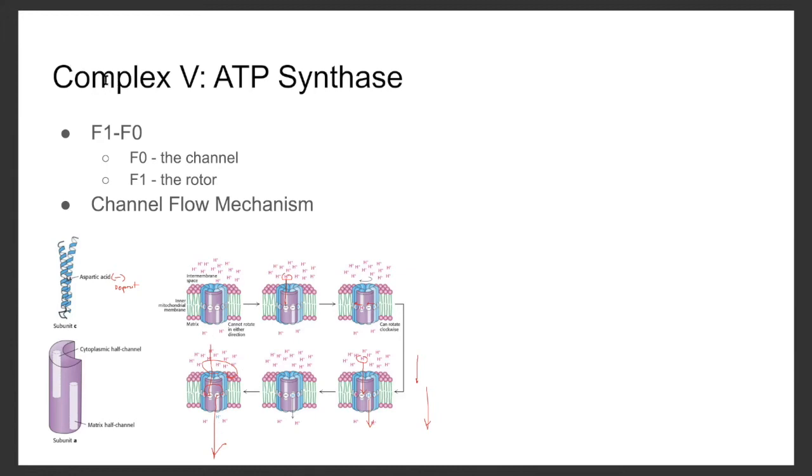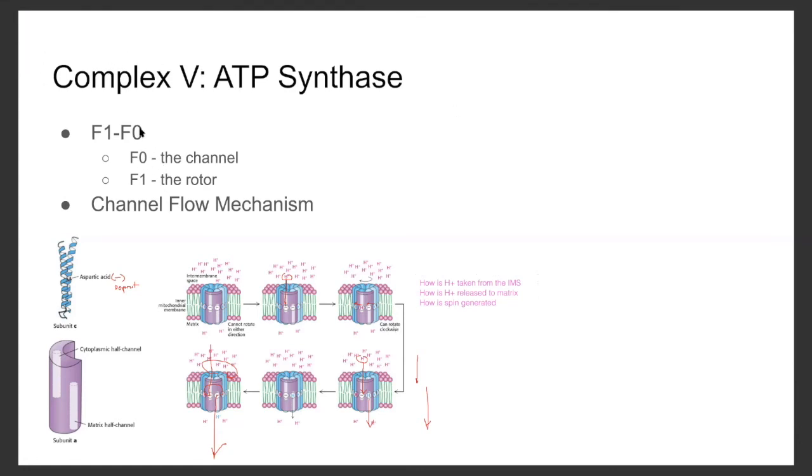So what did we answer? We answered, how is H plus taken from the intermembrane space? We answered, how is H plus released to the matrix? And then we answered, how is spin generated? So now, what we're left off with is a spinning energy, a rotational energy. How do we use this rotational energy to make ATP?